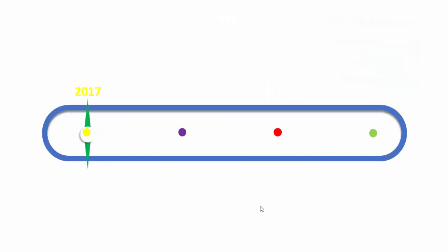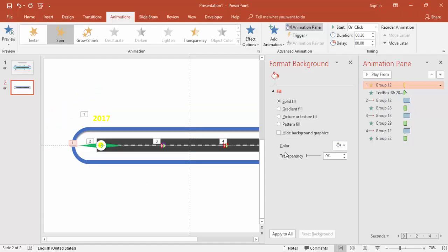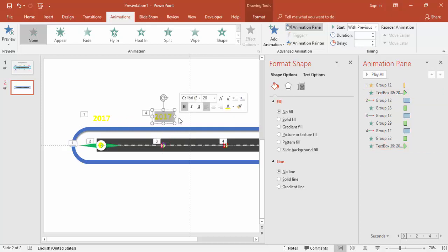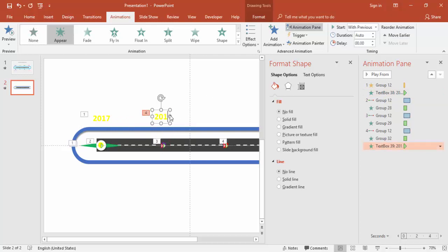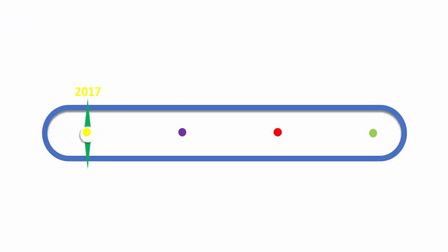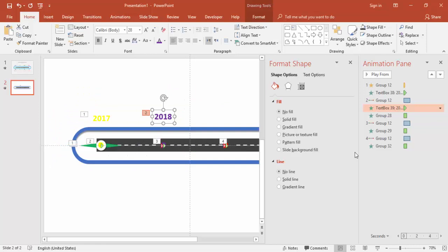Alright, you can see it's coming very fast now. And then 2017, you can add some text below also. I'm going to add 2018 now, and give purple color, and this one should come here, 2017 2018. So it's going very fast.